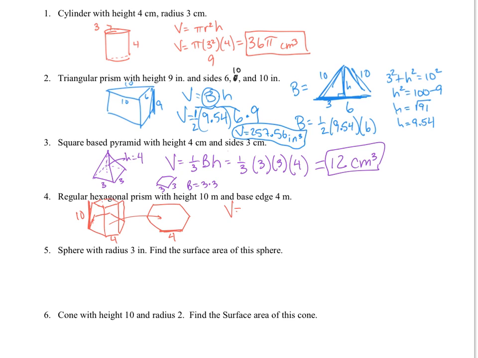So we know the volume is going to be the area of the base times the height. So now we have to find the area of this hexagonal face.